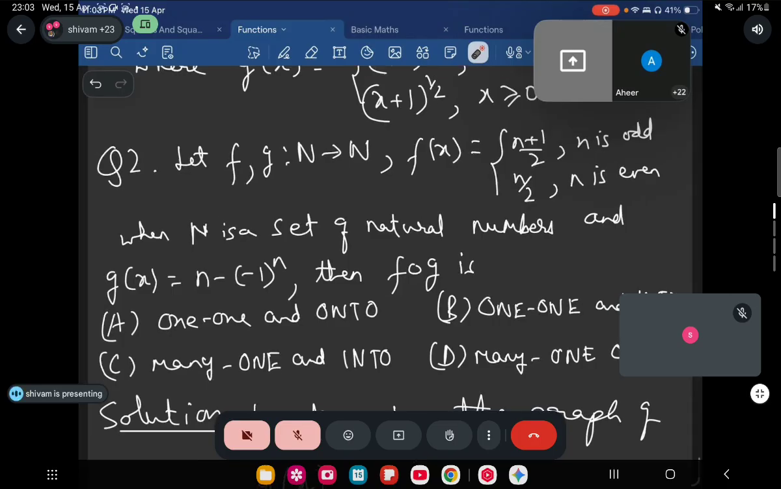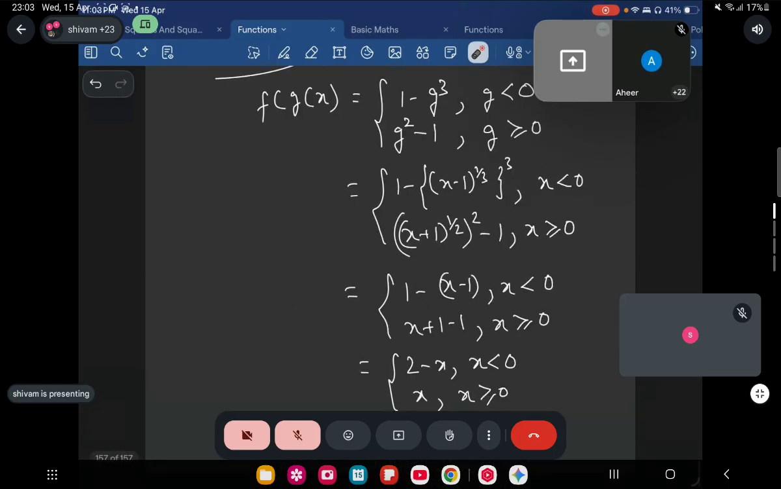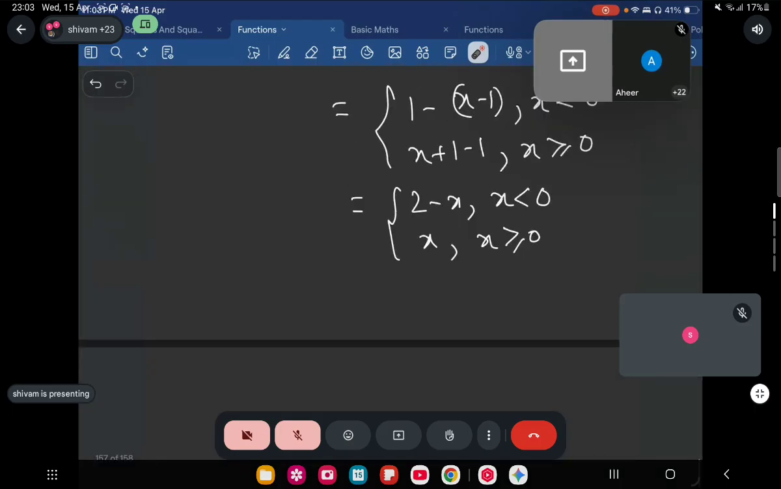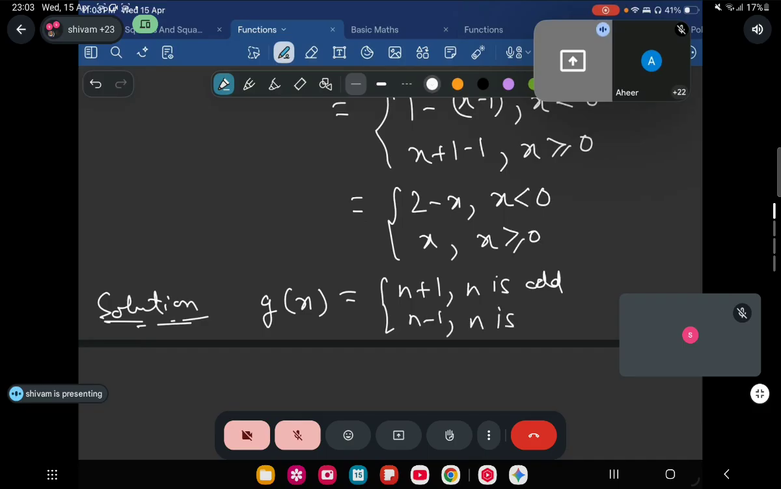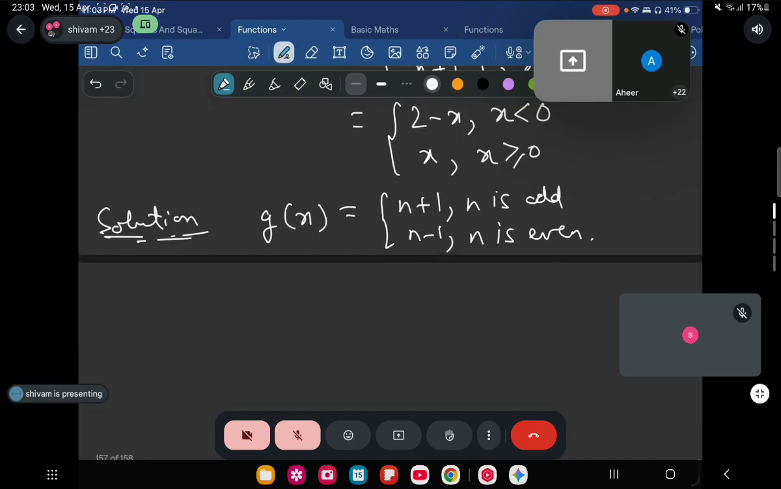Okay. So first of all, let us define g of x, everyone. Number 2, first of all, let us define g of x. For n is odd, it will return some different value. For n is even, it will return some different values. So can I say g of n will be equal to n plus 1 if n is odd, and it will be equal to n minus 1 when n is even. Okay, remember.